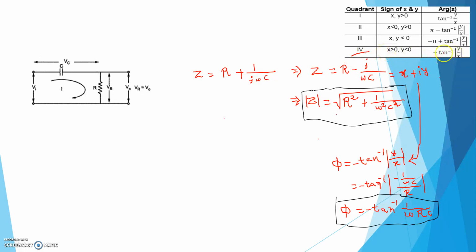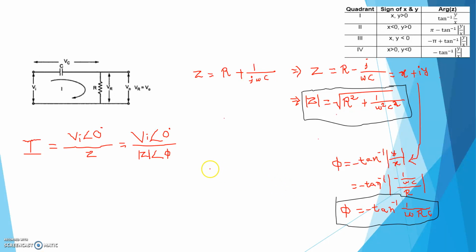So the angle is minus of tan inverse mod of y by x. That's what I have written here. Phi equal to minus of tan inverse mod of y by x. Y is equal to what? You just compare and you will get y is equal to minus of 1 by omega c, and by comparing we can get x is equal to R. So phi is equal to minus of tan inverse mod of minus of 1 by omega c by R. If you simplify, we will get phi is equal to minus of tan inverse of 1 by omega RC.